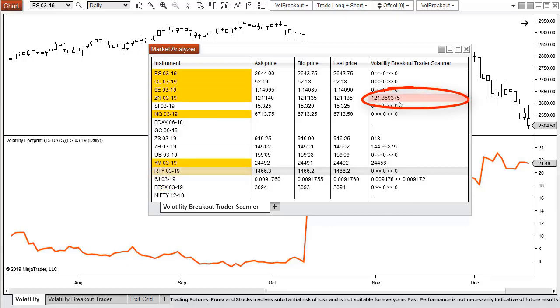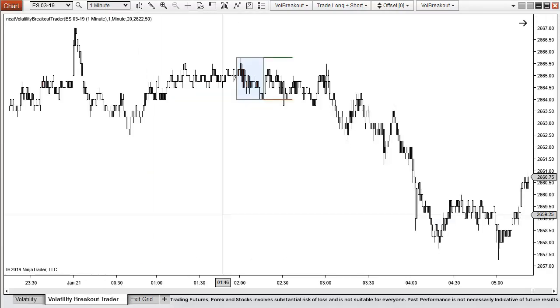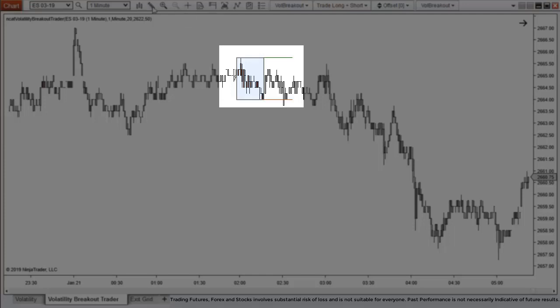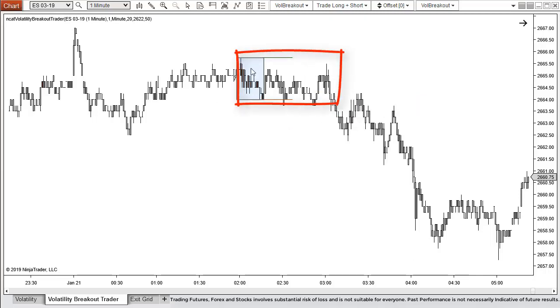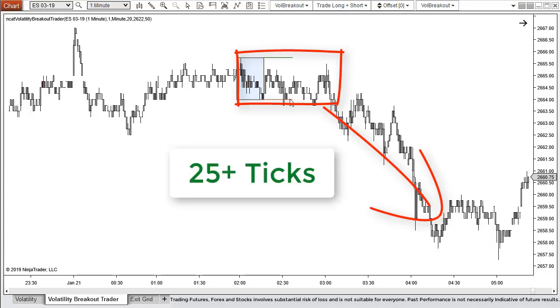Now, we can also visually scan for trade opportunities by adding the Volatility Breakout Trader indicator directly to the chart, which looks like this. Now, this is a visual component of the indicator. We can see here's the volatility contraction box. We have a high and a low line. As soon as volatility breaks out of this box, we have our volatility breakout trade entry. In this case, we have an entry to the short side, which results in a nice breakout trade of about 25 ticks.